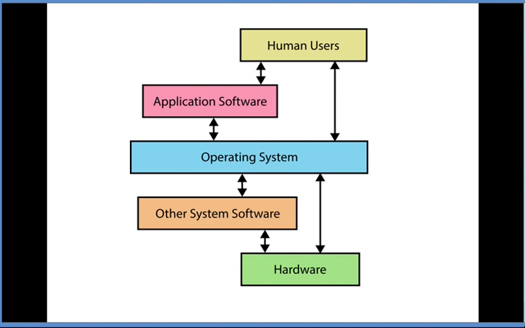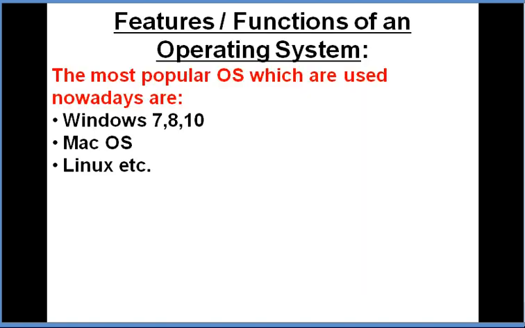So the crux of the story is that the users can interact with the computer hardware with the help of an operating system. So that makes operating system a very important factor. We need an operating system in order to work with a computer system.